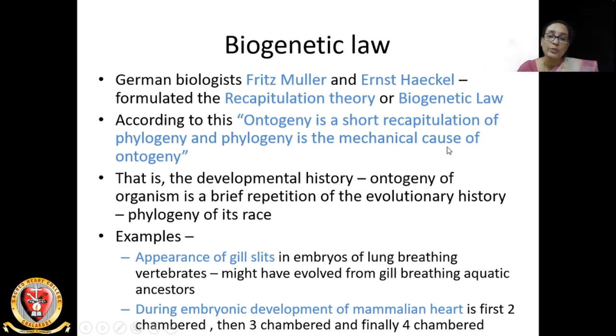So in order to support their theory or law, they said that in all the vertebrates there is the appearance of gill slits in embryos. Now lung-breathing animals do not need gills, but if you see their embryos, they have gill slits in one of the stages of their developmental history. Another example is the mammalian heart. During embryonic development, it is first two-chambered, like you see in fishes, and it becomes three-chambered, as you see in amphibians, and finally it becomes the four-chambered heart that we all have.